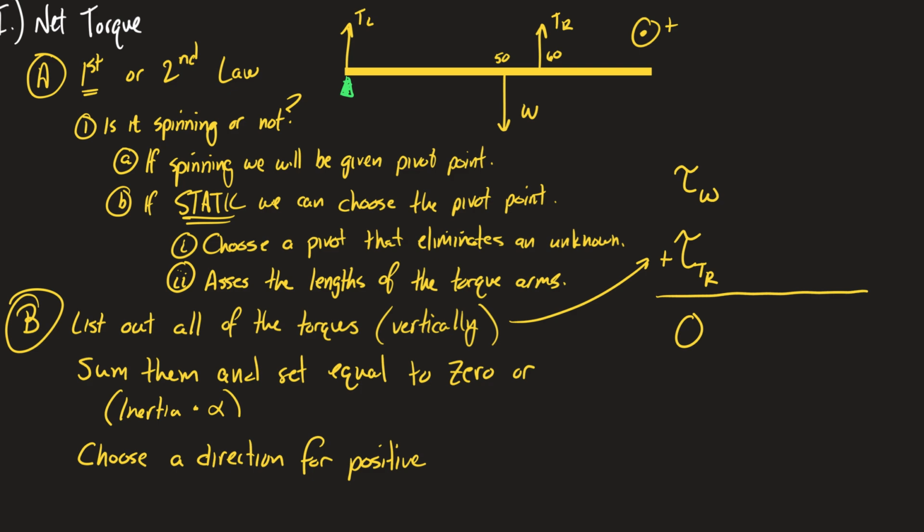That one's going to be positive. But you'll have to find a way to differentiate whether one torque is positive or the other torque is positive. So based on what I just did, the torque from the weight of the ruler, negative, and the torque from my string, positive. You can do it your way, that's fine.